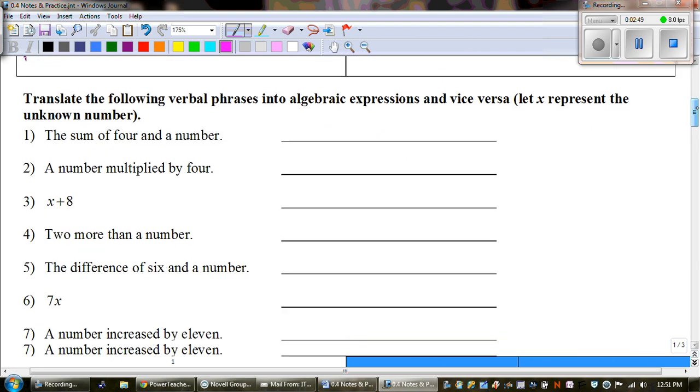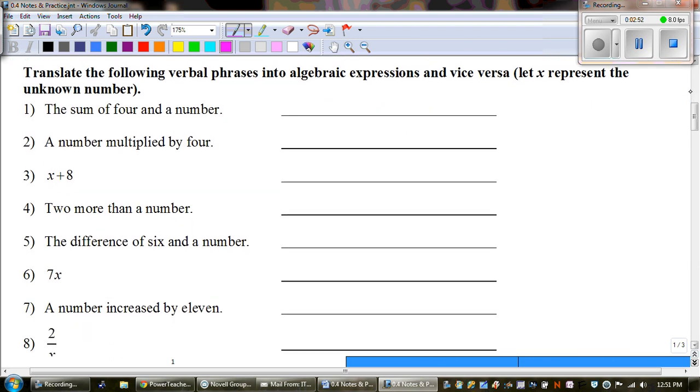Okay. Now, this says to translate the following verbal phrases into an algebraic expression and vice versa. So let x represent the unknown number. Anytime you see a number, we're going to use the variable x. Okay? All right, so let's start off. The sum of 4 and a number. What's that telling us to do? Well, sum means to add, and we're adding 4 and a number.